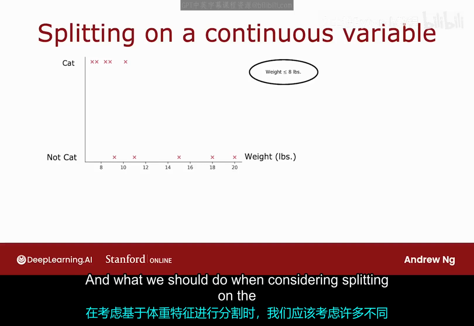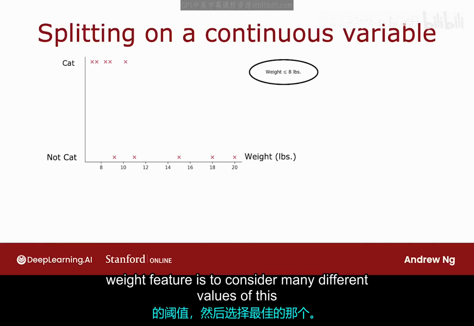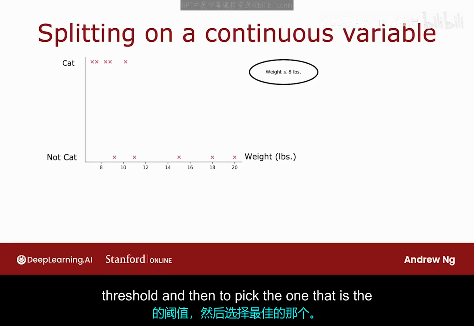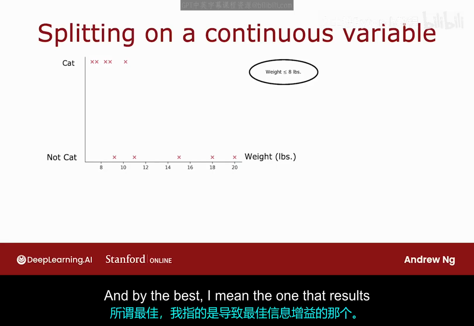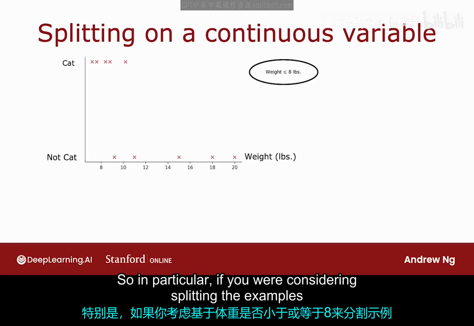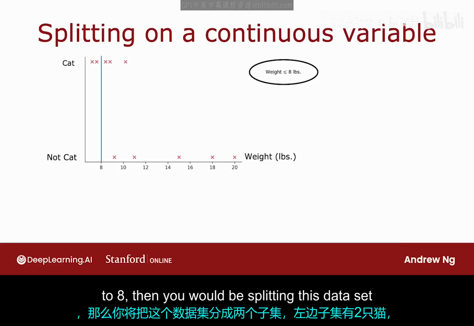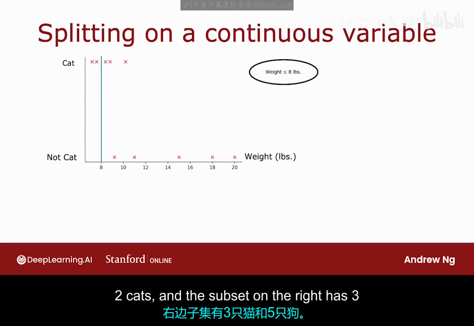That will be the job of the learning algorithm to choose. And what we should do when considering splitting on the weight feature is to consider many different values of this threshold and then to pick the one that is the best. And by the best, I mean the one that results in the best information gain. So in particular, if you were considering splitting the examples based on whether the weight is less than or equal to 8, then you would be splitting this data set into two subsets, where the subset on the left has 2 cats and the subset on the right has 3 cats and 5 dogs.